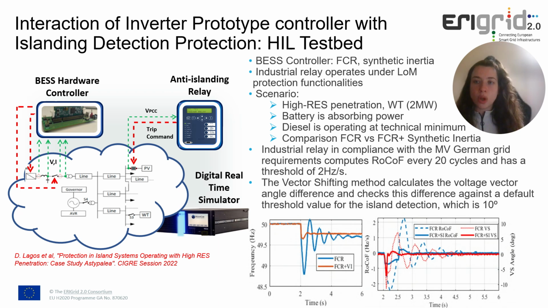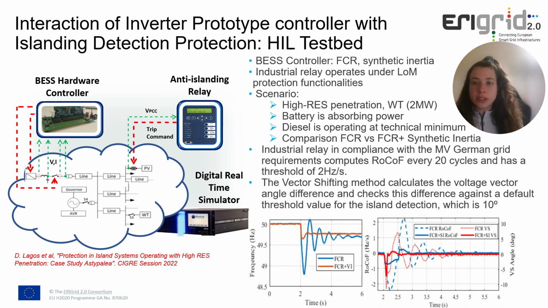The hardware controller obtains voltage and current measurements, performs different control functions like the provision of frequency containment reserve, synthetic inertia, and inner control inverter controls, and produces the modulating signals that drive a detailed model of the battery inverter in the DRTS. The digital real-time simulator also models in detail the rest of an islanded system: diesel generators, loads, lines, PV, and a wind turbine.